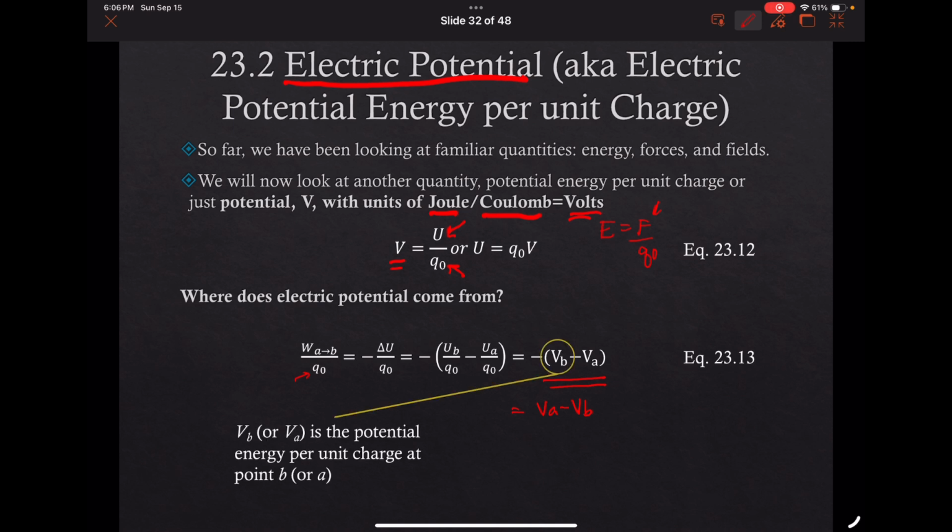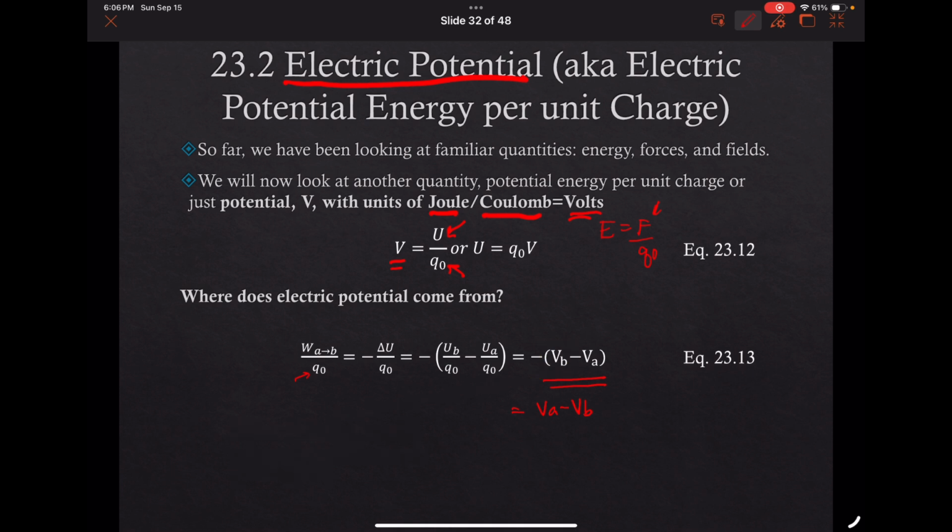So VB is the potential energy per unit charge at point B, okay? And this difference here is the potential at point A with respect to point B. So that's VA minus VB. That's how we define the potential of A with respect to B. Okay, so these potentials are a function of position in the XYZ coordinate system.